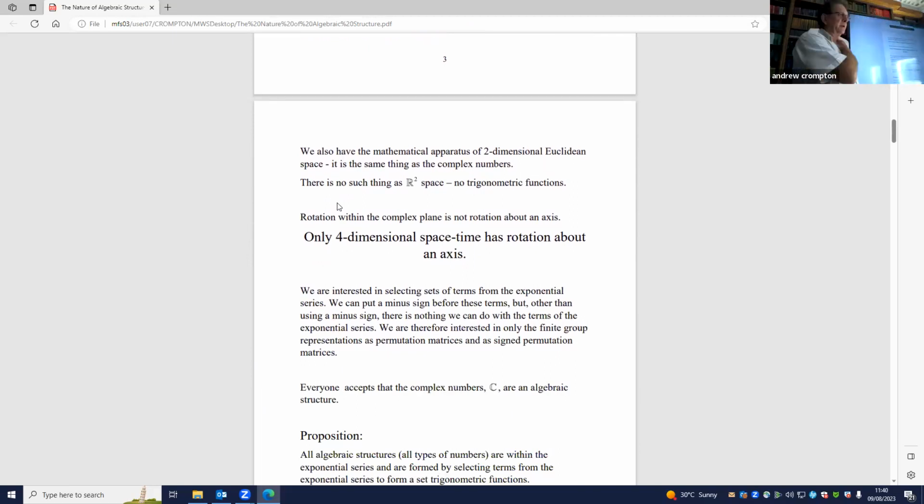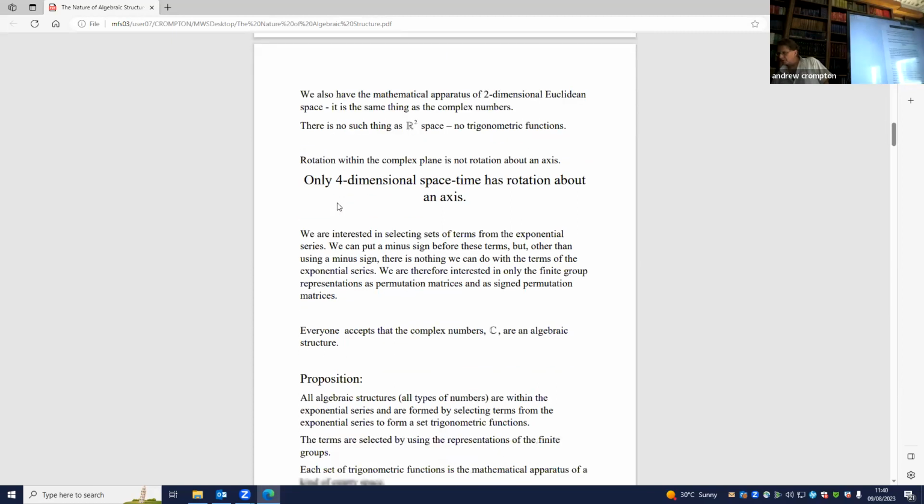What I'm saying is that the mathematical apparatus of two-dimensional Euclidean space is the complex numbers. I'm doing away with any concept of R2, just sticking real numbers together with a bit of chewing gum. We're saying that our two-dimensional space, this is a rotation in the complex plane, as is that, and as is that. And I've already gone to our four-dimensional space-time as rotation about an axis. Rotation in the complex plane is not about an axis. This is of importance when we think about electrons, which we will do in due course.